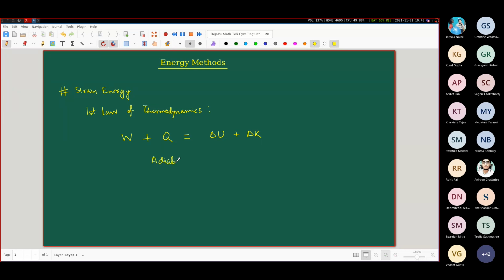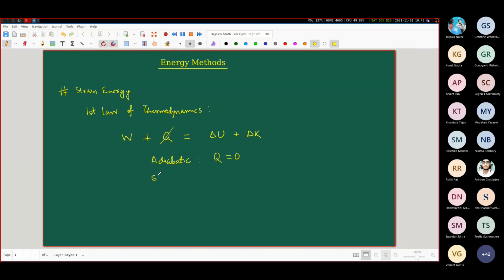Heat exchange is zero. Q is equal to 0. Total exchange equal to 0. Adiabatic means Q equal to 0. Q equal to 0 means neither heat is being input into the system nor is it coming out of the system. So Q equal to 0.